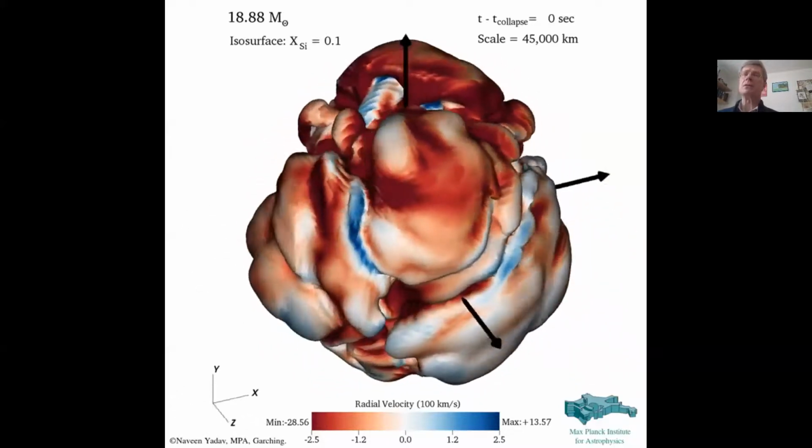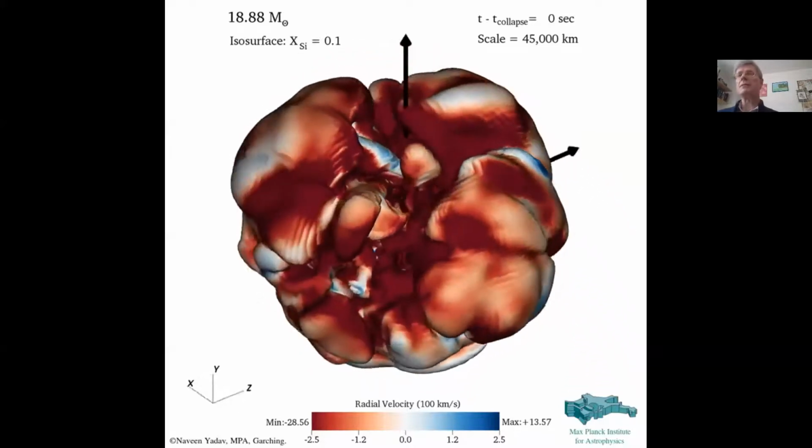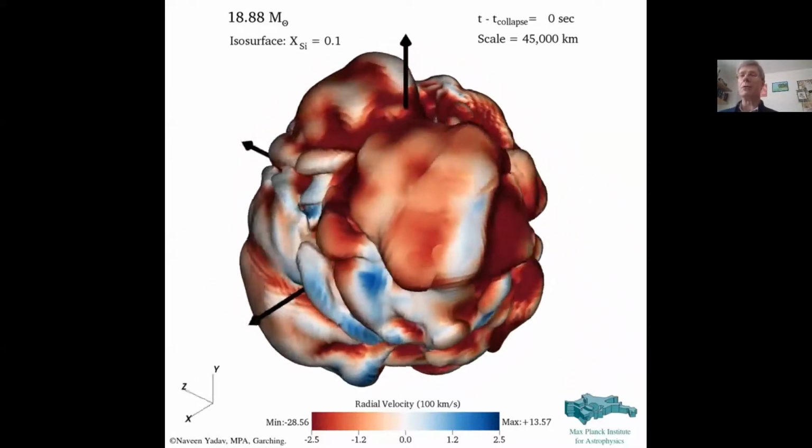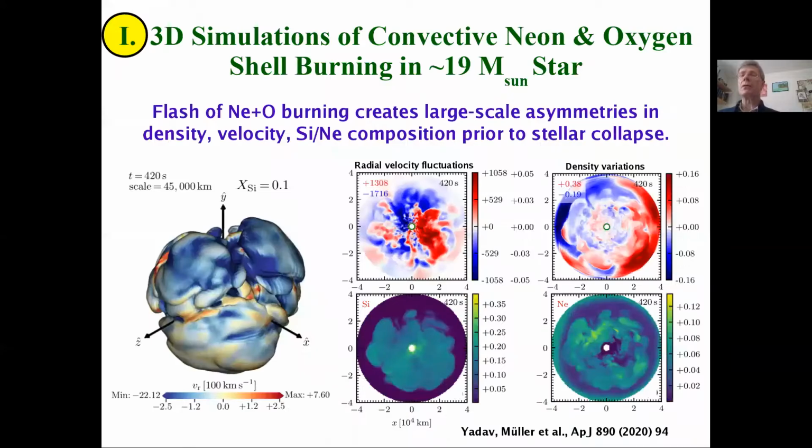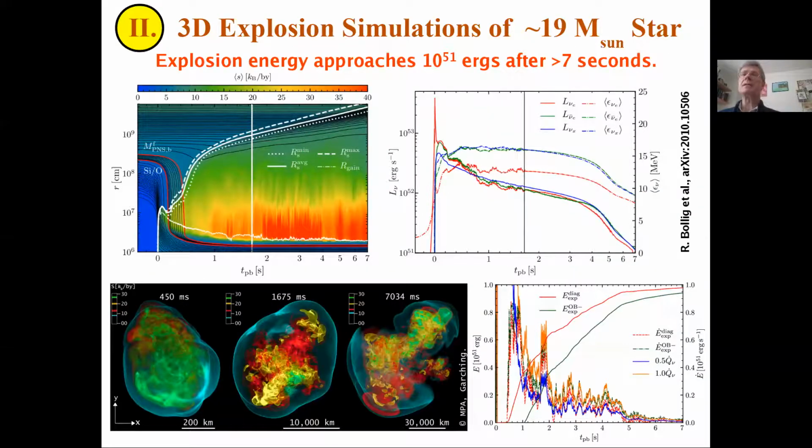This defines the initial condition for a continuing simulation, which was carried out by Robert Bollig, where he simulated the core collapse and explosion of this 19 solar mass star. What you see here on this slide in the upper left corner is the so-called mass shell plot, where at the center you see the neutron star forming, and here the shock wave is revived in this explosion and is pushed outwards due to neutrino heating. The upper right plot shows the neutrino luminosities and the neutrino mean energies as a function of time during this simulation over 7 seconds.